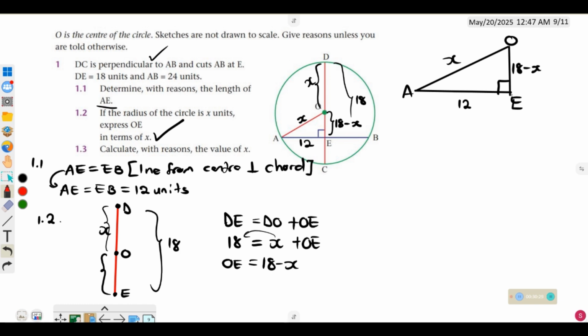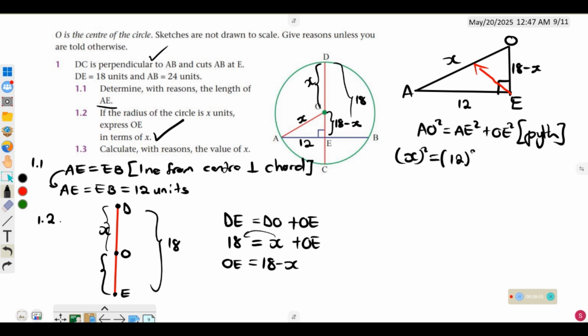Pythagoras theorem, identify the hypotenuse. There's my hypotenuse, which is AO. So AO squared is equal to AE squared plus OE squared. This is Pythagoras theorem. Do we have AO? Yes, that's x, but squared, which is equal to AE. AE is 12, but squared. Do we have OE? Yes, that one is 18 minus x, but it's also squared. So this is x squared, which is equal to 12 squared, which is 144.